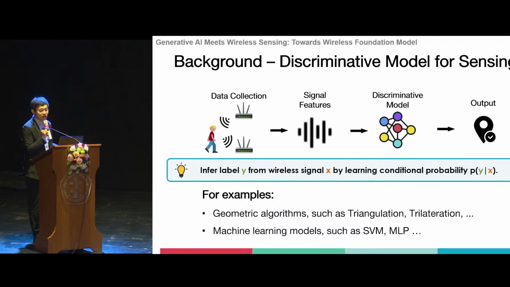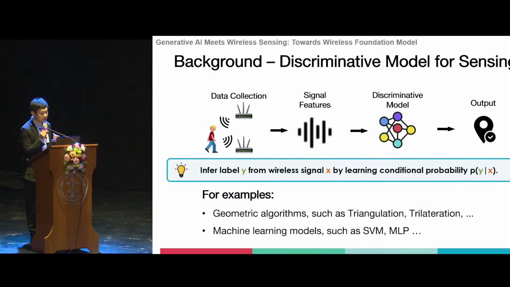Okay, so let's first look at the traditional sensing pipeline. At the front end, we collect signals and perform signal processing algorithms to get the signal features. Then we feed these features into discriminative models, such as geometric methods like triangulation and trilateration, or conventional machine learning models like SVM or MLP. Finally, the model outputs a final result like a location, a label, or some score. So this is the basic pipeline of the traditional approach.